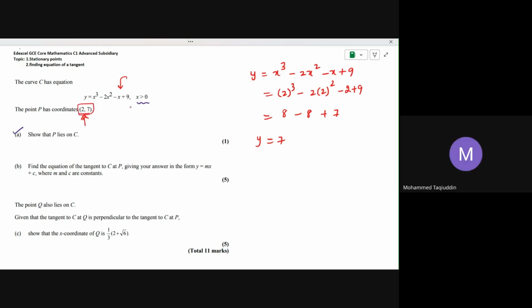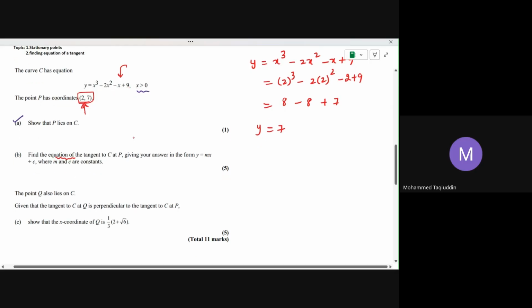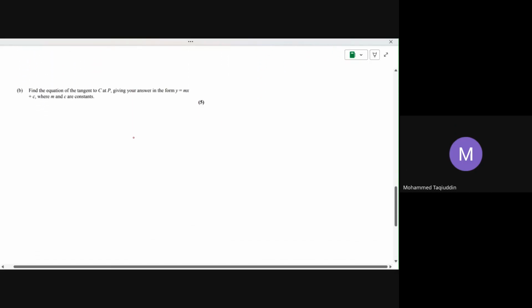Now find the equation of a tangent. This is what we are going to discuss today. Find the equation of the tangent to C at P, giving your answer in the form y equals mx plus c, where m and c are constants. So you have this function y equals x cubed minus 2x squared minus x plus 9. How to find the equation of a tangent, I'm going to explain here.